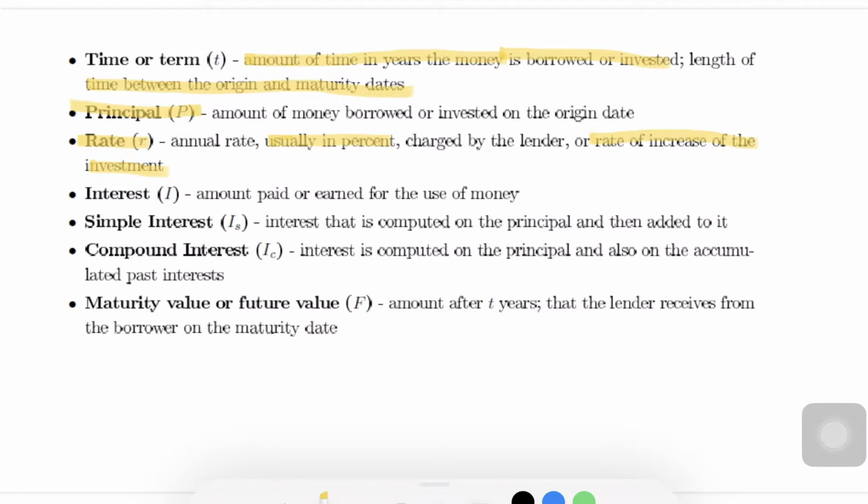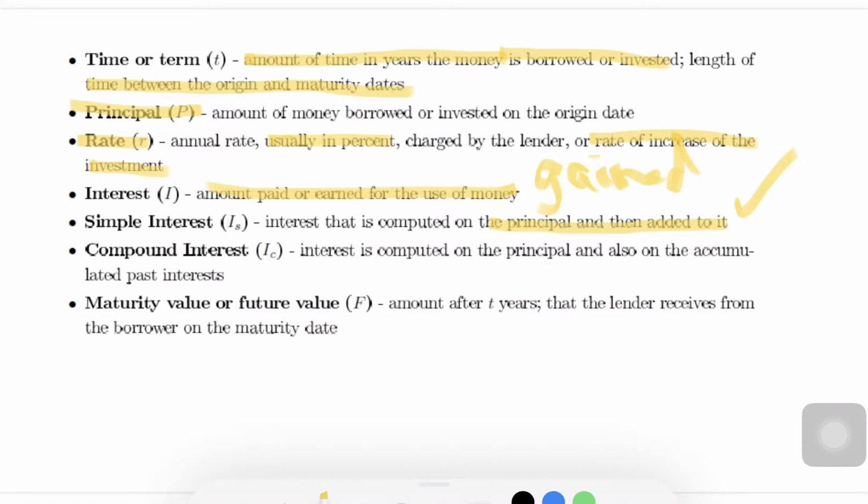So the rate of increase is based on this R, rate. Interest now is the amount paid or earned for the use of money. In short, it is the amount you gained if you are the lender. Now, simple interest is a type of interest that is computed on the principal and then added to it. So the computation for simple interest is one time. We have a formula for that, and you will just substitute all the details and you will get your simple interest.